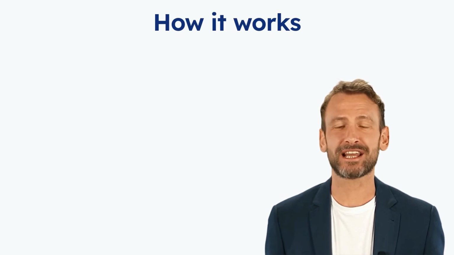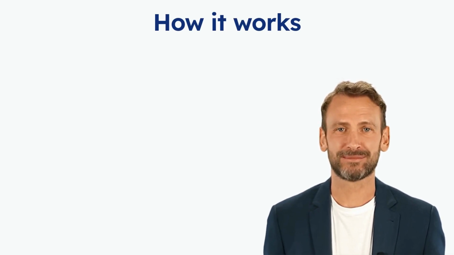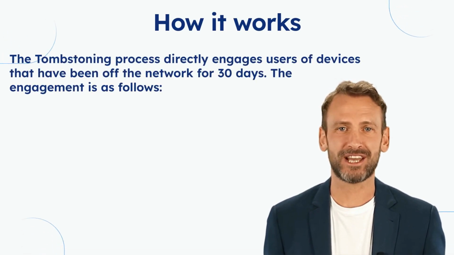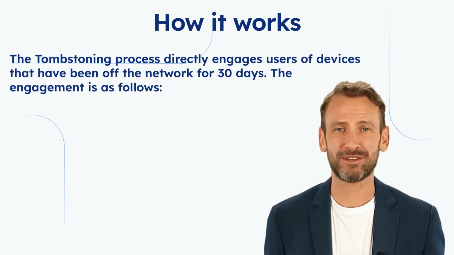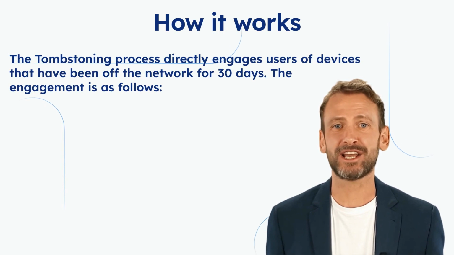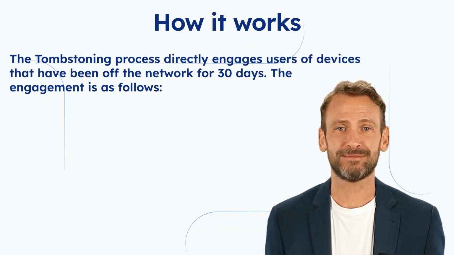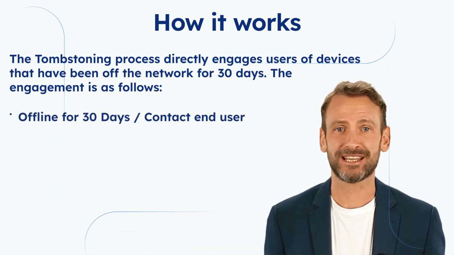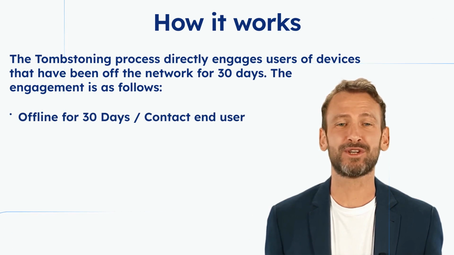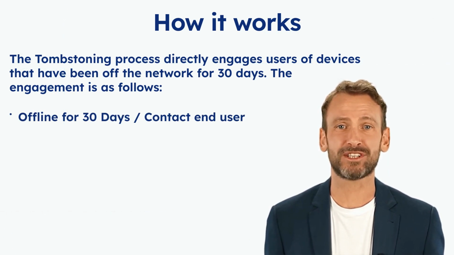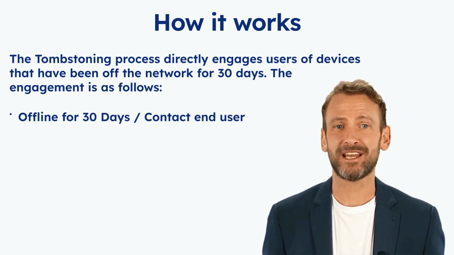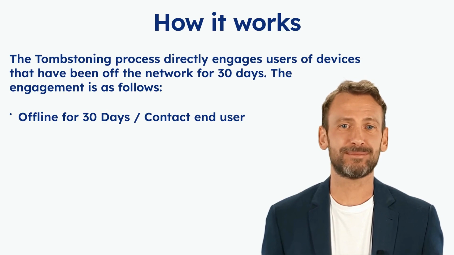How the Tombstoning Actionalytic process works. The Tombstoning process directly engages users of devices that have been off the network for 30 days. The engagement is as follows. Offline for 30 days: send the end user a task asking them to either actively use the device, return the device, state that the device is not theirs, or give a good reason why the device is offline.